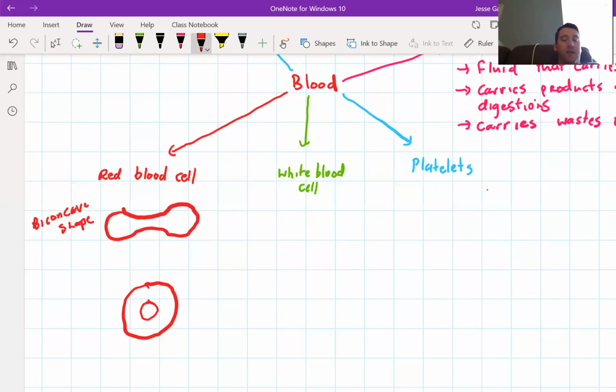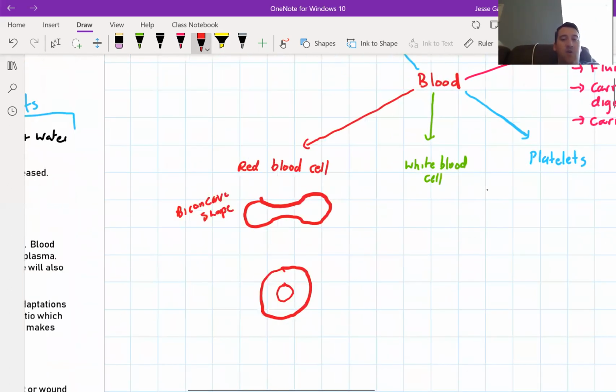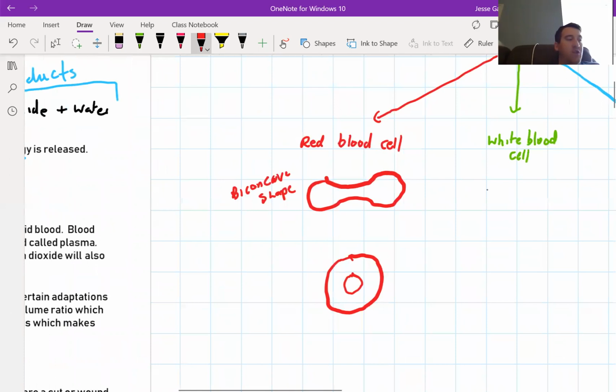Okay, so the first thing to note is, how is this cell specially designed for its job? Well, its job is to carry a substance. What substance does it carry? It carries a substance called oxygen, or O2. So O2 enters into the red blood cell. So this cell's job is to carry the oxygen.